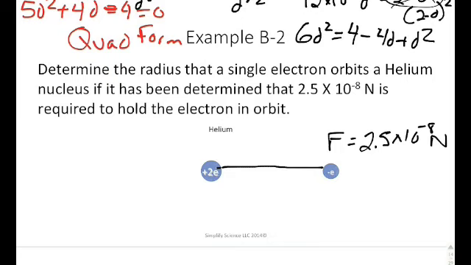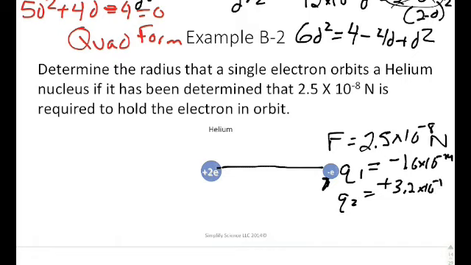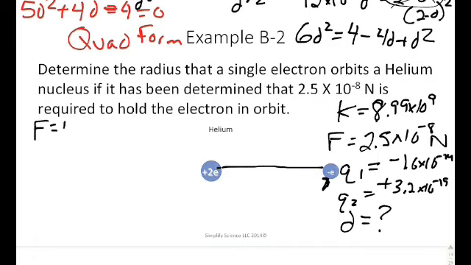In addition to that, I have Q1. You may say, I don't know what Q1 is. Remember, we talked about the charge of an electron. So this would be minus 1.6 times 10 to the negative 19th. Q2 would be positive 3.2 times 10 to the negative 19th. And you are trying to solve for the distance between them. Remember, the K value is always a constant, 8.99 times 10 to the 9th. At this point, you just have to plug everything into the equation. F equals K Q1 Q2 over D squared.